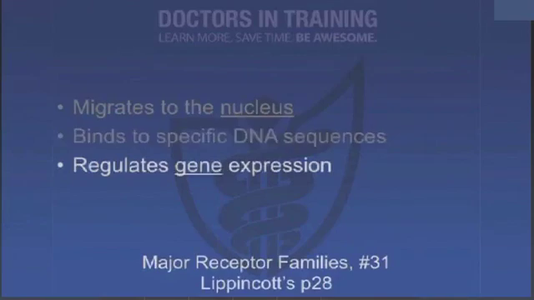So because we're regulating gene expression, we're regulating protein synthesis, this has a much slower onset of action. It generally takes more than 30 minutes to have its action, and it has a longer duration of action, sometimes several hours, sometimes it can last days. Because it's affecting gene transcription, it's just going to last a lot longer.